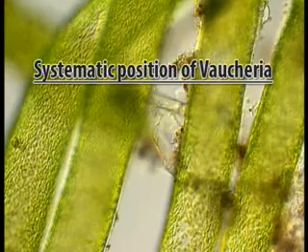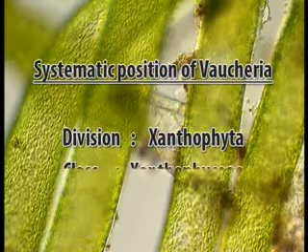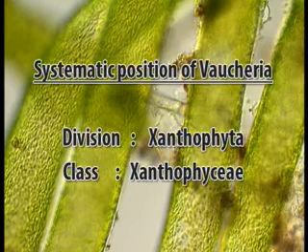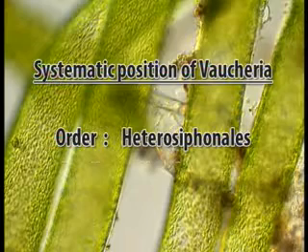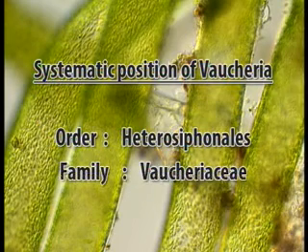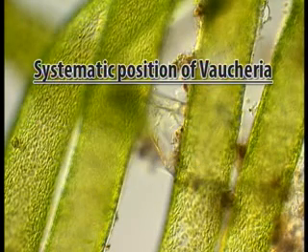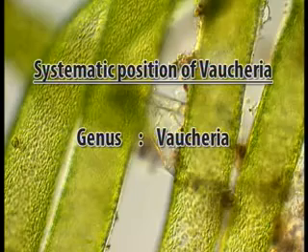Thus, according to the latest view, the systematic position of Vaucheria is as follows. Division: Xanthophyta, class Xanthophyceae, order Heterosiphonales, family Vaucheriaceae, genus Vaucheria. Now, before we conclude, let's have a look at the affinities of Vaucheria.